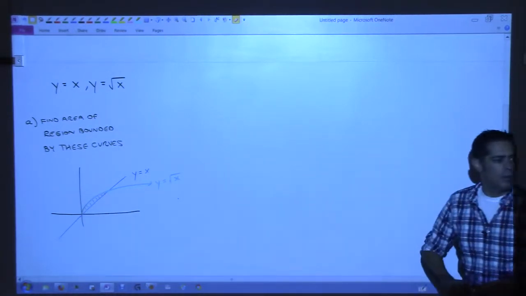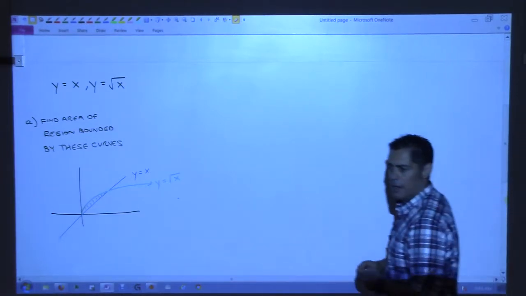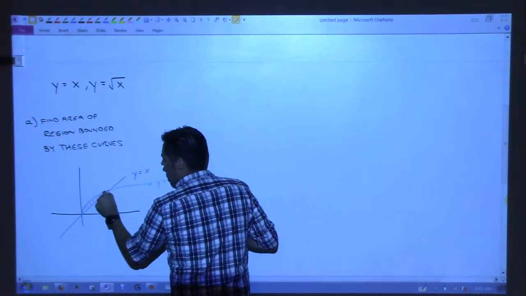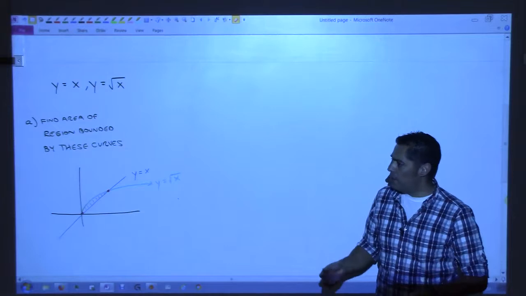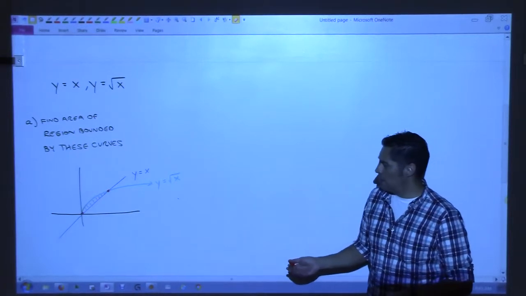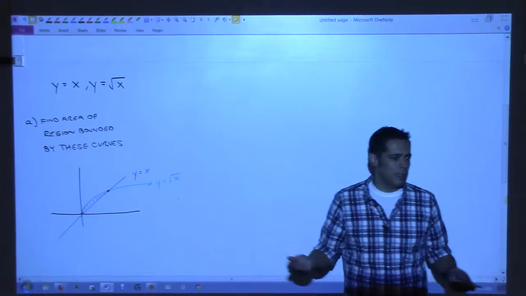What are we going to need to know in order to do this? We need to know where they hit each other. You can try to find these points, and I think they're obvious from the picture. They hit at 0 and at 1. Plug 1 into here, you get the same answer. The only other option is to set them equal to one another.